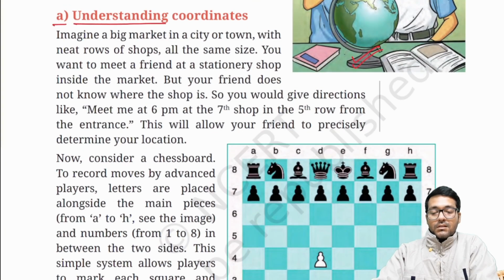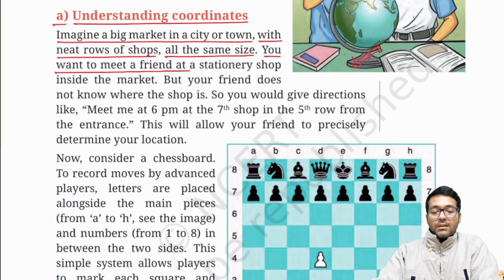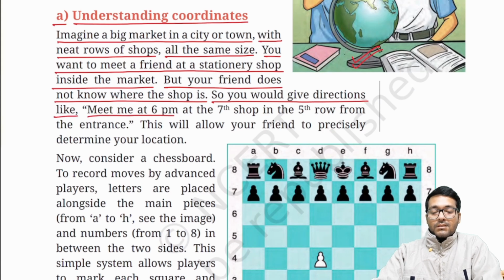A. Understanding coordinates. Imagine a big market in a city or town with neat rows of shops, all the same size. You want to meet a friend at a stationery shop inside the market, but your friend does not know where the shop is. So you would give directions like meet me at 6 p.m. at the 7th shop in the 5th row from the entrance. This will allow your friend to precisely determine your location.